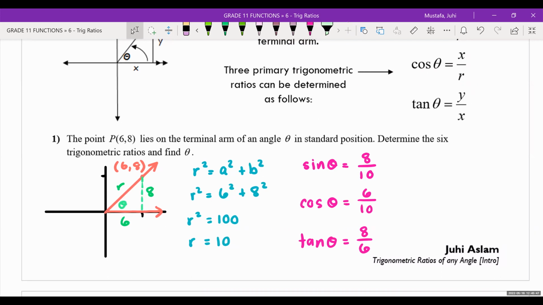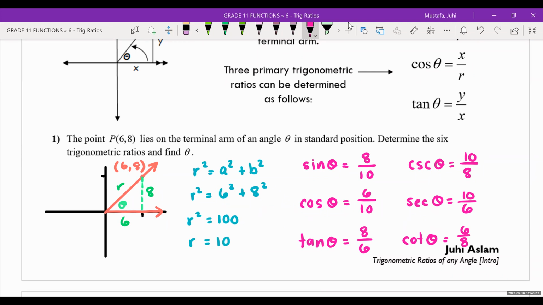Those are the first 3 ratios. How do we figure out the other 3? Well, once we have this down, it's pretty easy. We just flip it around. So this would be cosecant theta is equal to 10 over 8. Secant theta is equal to 10 over 6. And then cotangent theta is equal to 6 over 8.